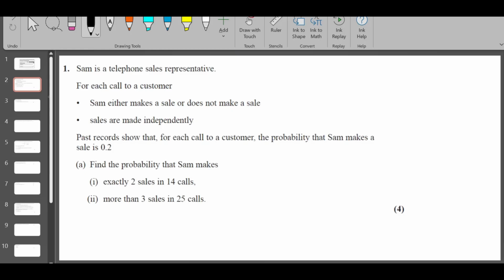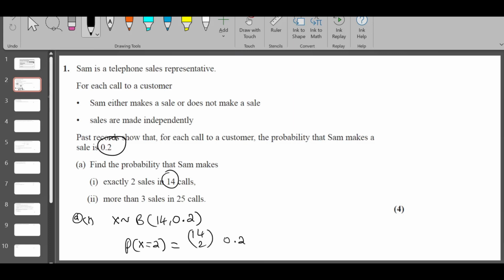Find the probability that Sam makes exactly 2 sales in 14 calls. So in this case, for part (a)(i), n is 14, p is 0.2. So X follows a binomial distribution of 14, 0.2. They want you to find X is equal to 2. So apply the formula nC2 p to the power 2 q to the power 14 minus 2, where q is 1 minus p, which is 0.8.